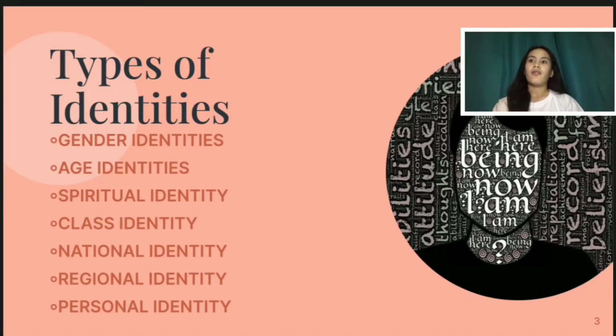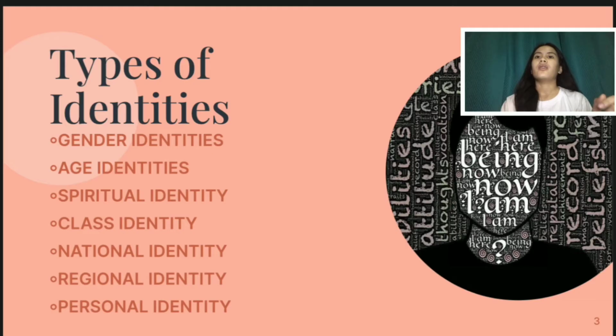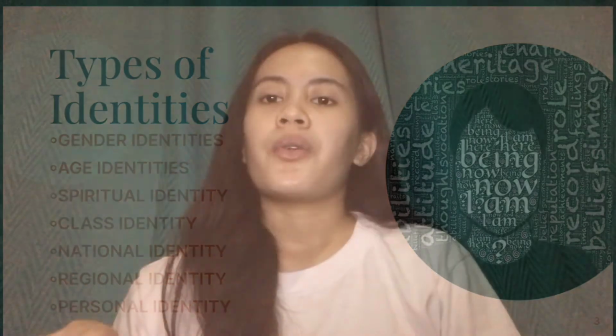Now we have a lot of types of identities. First, we have gender identity. It has been discussed in the previous chapters what gender and sexuality are, and that goes with gender identities. This identity is shaped by a lot of factors, and one of them is gender and sex, which has been discussed in the previous chapters.